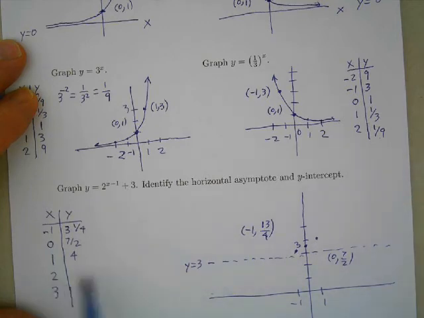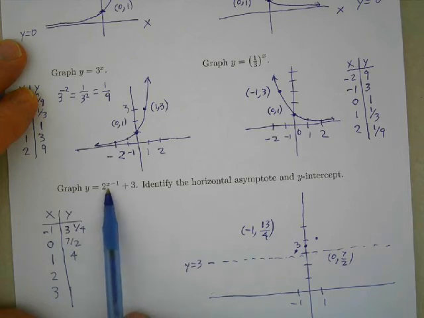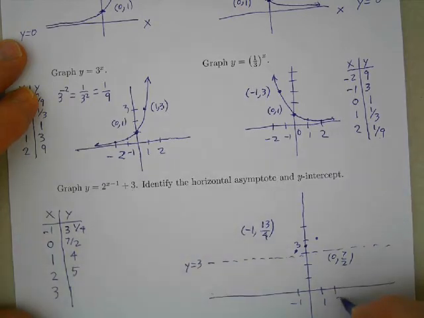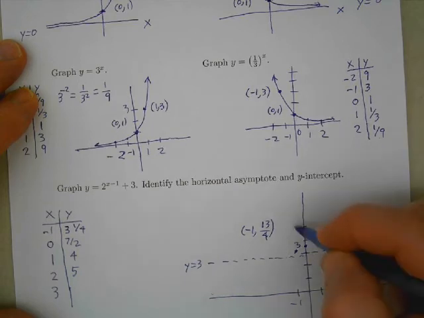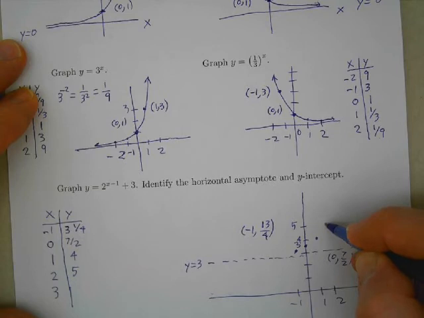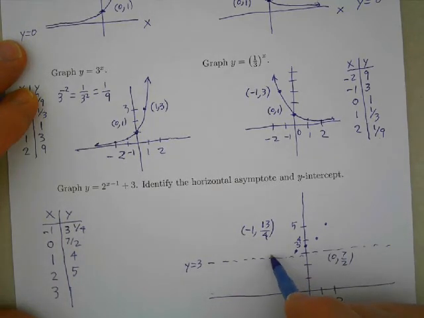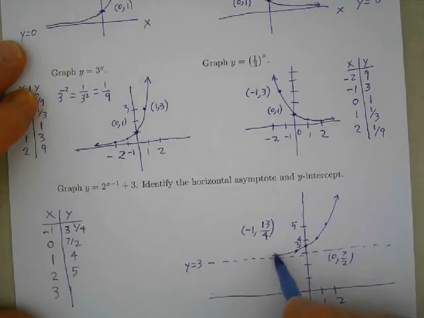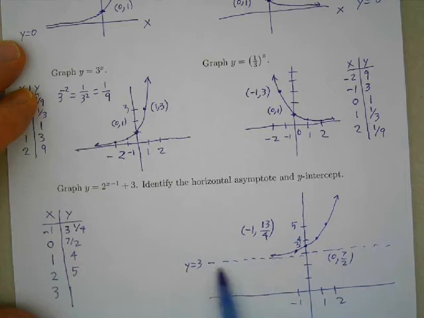Then when x is 2, replace x with 2. 2 minus 1 is 1. 2 to the first is 2. 2 plus 3 is 5. So the ordered pair 2, 5. Okay, then that's enough to know what the graph looks like. It's increasing, but it's important to remember that the horizontal asymptote is y equals 3.